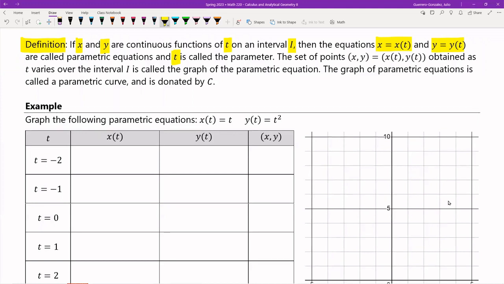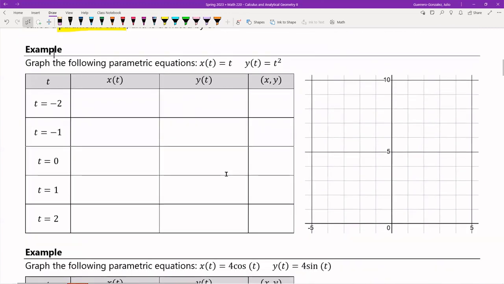The set of points, we're still going to look at them as x, y's, right? But now they're defined by a separate variable t, okay? And these are what we call parametric curves, okay? So let me show you guys how this sort of works out to begin with, yeah? So I've got two examples here, okay?